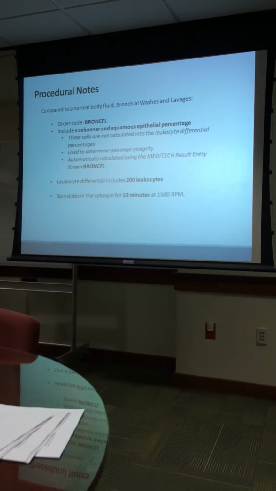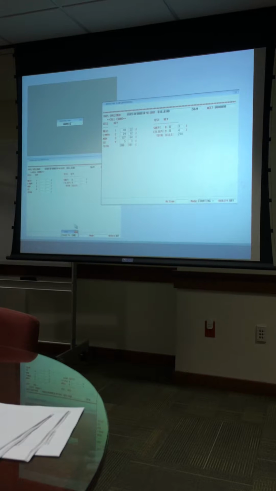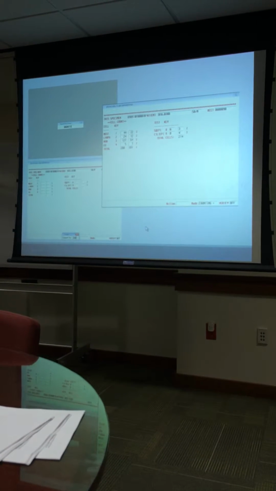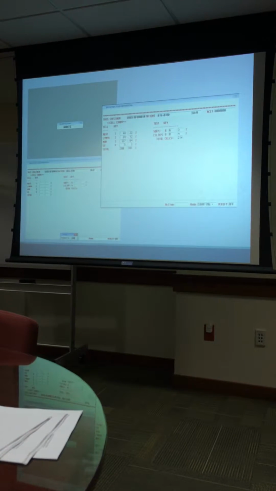Mars put up a cheat sheet in the cabinet over the cytospin that has a great view of how many cells and the speeds that you can use. And this is what the result entry screen is going to look like, just so you know. And again, I printed out copies for you guys to take with you.